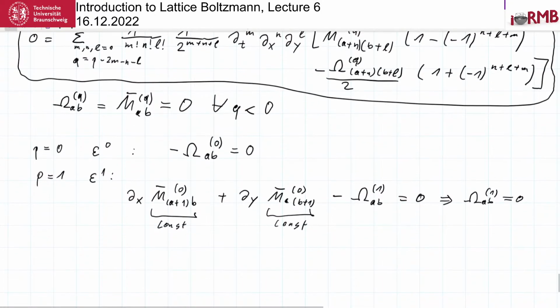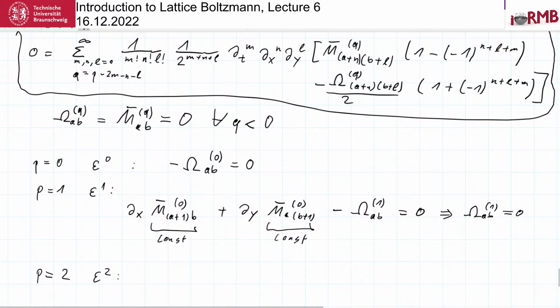Okay, so the next is P equal to 2, meaning we are looking at epsilon to the power of 2. In the first one, we could subtract 1 for N and L. This is why we didn't have any time derivative, because whenever we have a time derivative, it counts with M, and then we have to subtract 2. And then we are again in the negative part. Now we start with p equal to 2, so we can subtract m equal to 1.